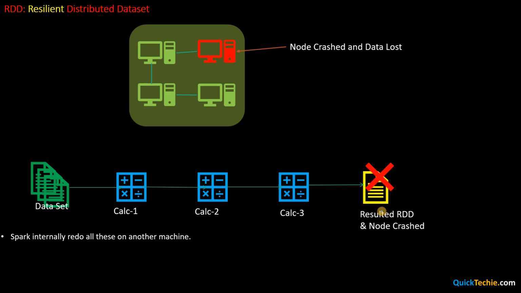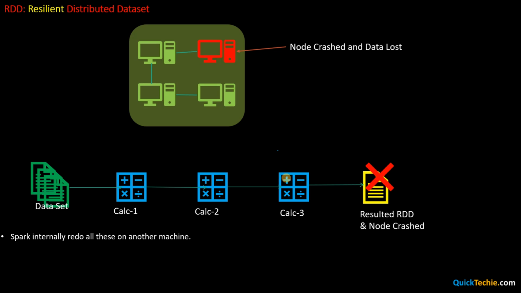Now, if this machine crashed, as shown in the image, which is holding this RDD, then what does Spark know? Basically, Spark knows this entire graph, and it requires it to regenerate the RDD which crashed. So that is why it is called resilient. You don't have to worry about it if a node crashes. It automatically fails over, or basically you can say it will be generated again on a new node if it is required.